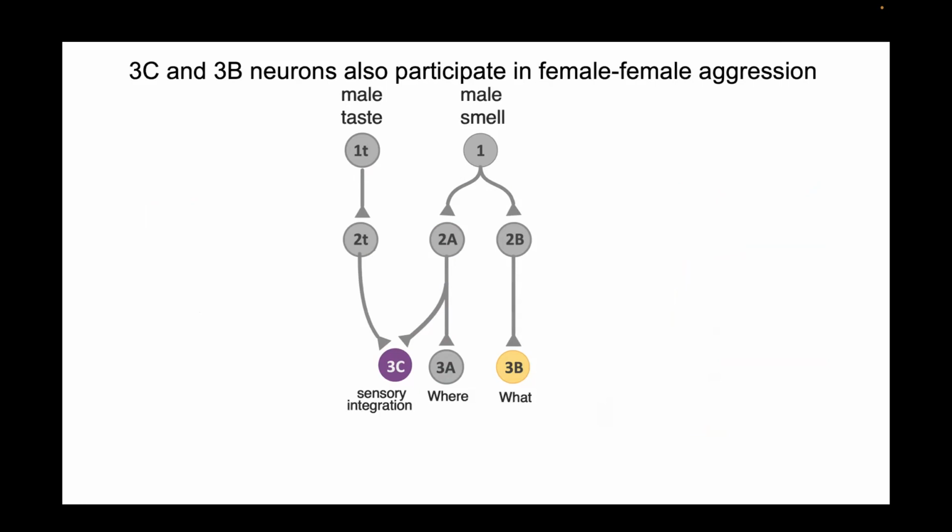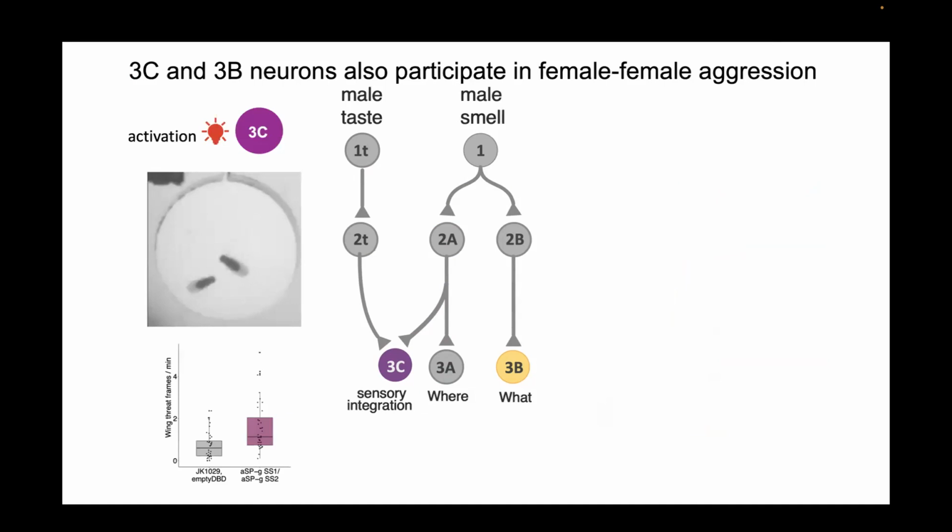Interestingly, both of those neurons also participate in female-female aggression. So that was one of the first things that I found when I started this project, that activating 3C neurons increased female aggression, as you see here. Now, normally, virgin females don't tend to be very aggressive before they are mated. So this was a very surprising finding.